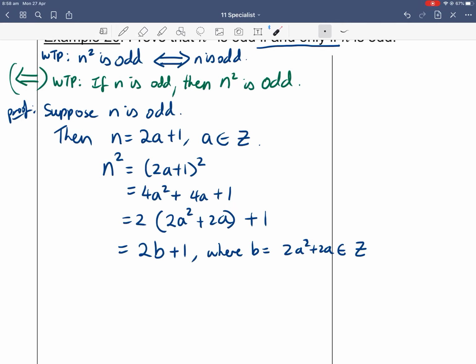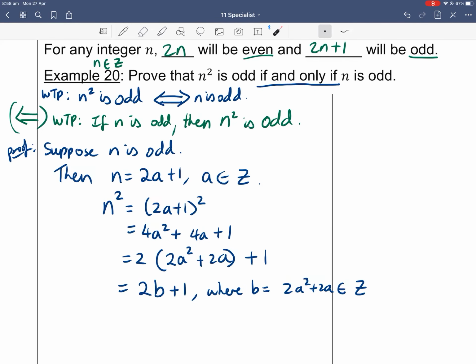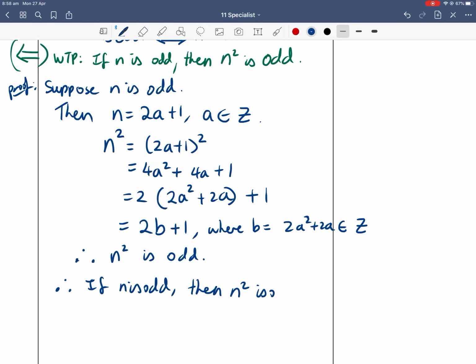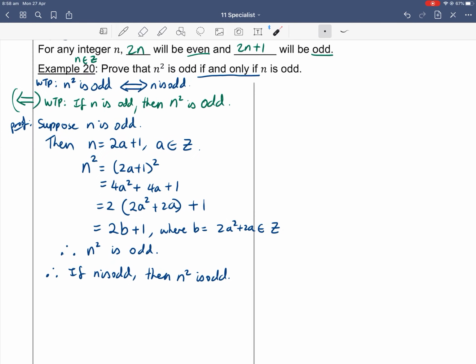If you double an integer, you'll still get an integer. If you add integers, you'll still get an integer. You won't get decimals, right? So this b, where b is 2a squared plus 2a, is an integer, which means that by definition, it's two lots of some integer plus 1. So therefore, n squared is odd, because that's the definition of odd. So therefore, we have shown that if n is odd, then n squared is odd. So that was our goal for part 1, the backward statement. We wanted to show that if n is odd, then n squared is odd.